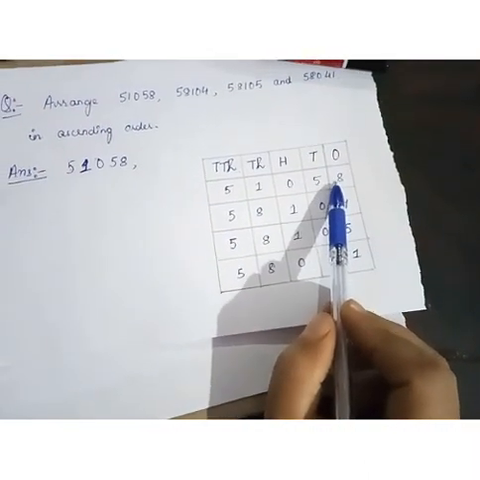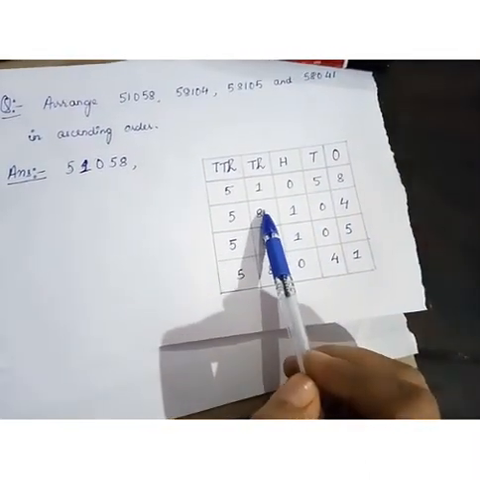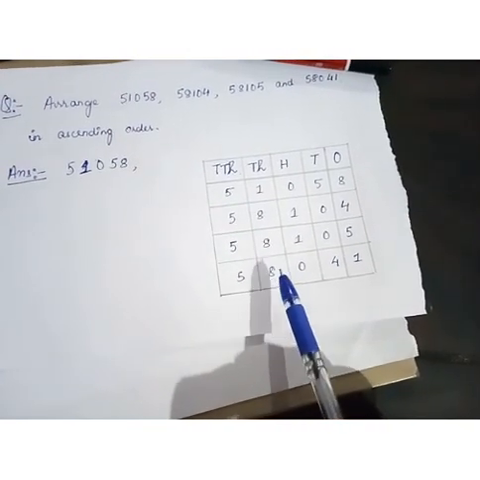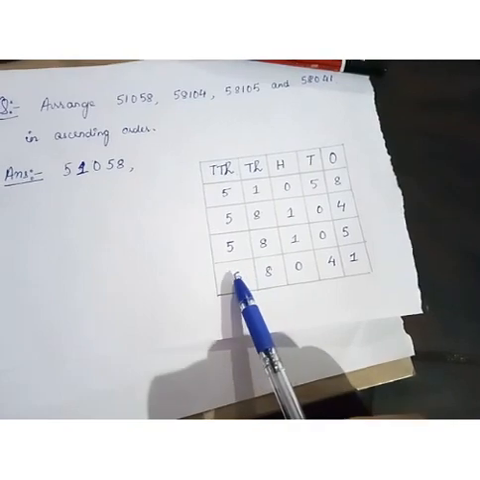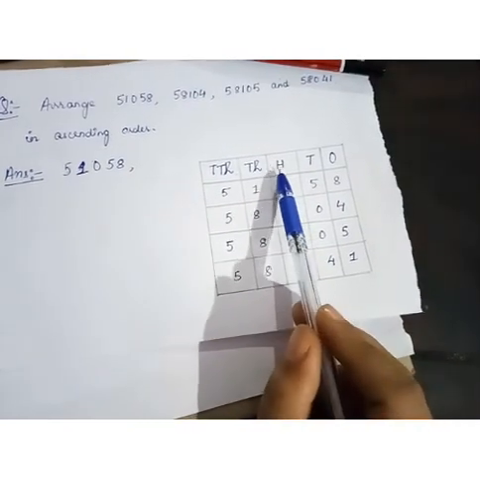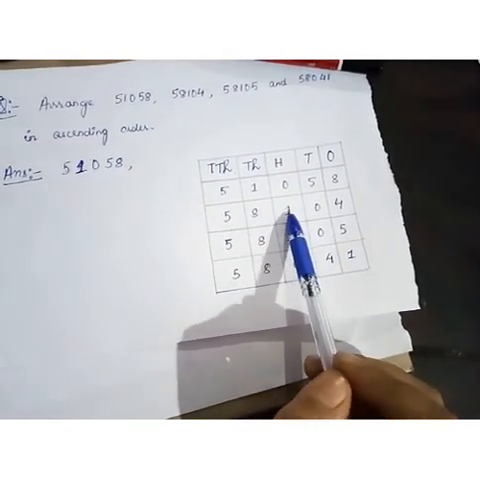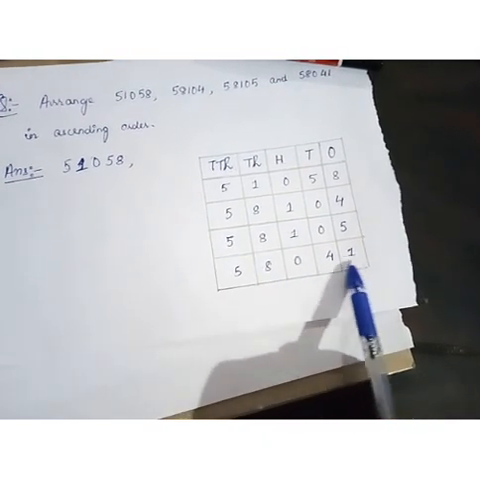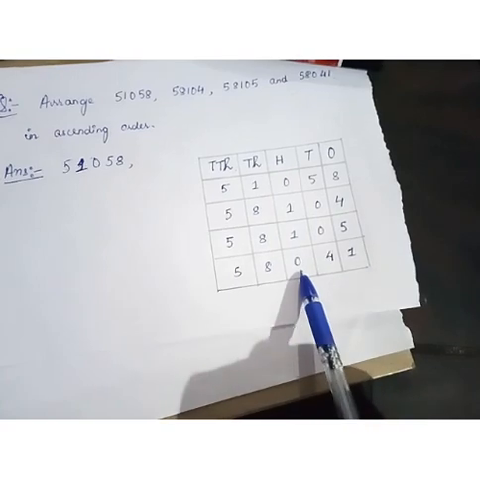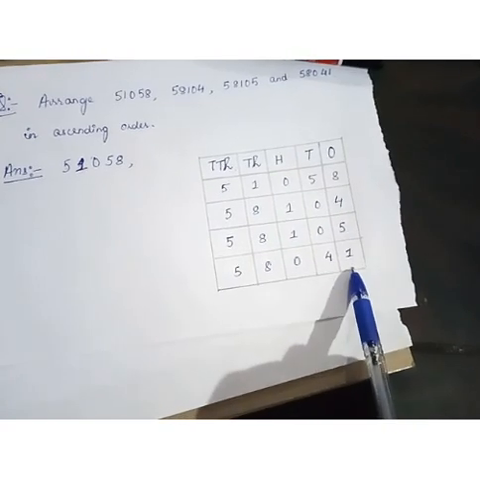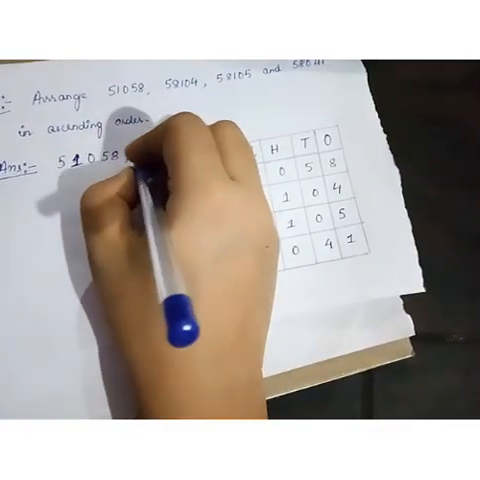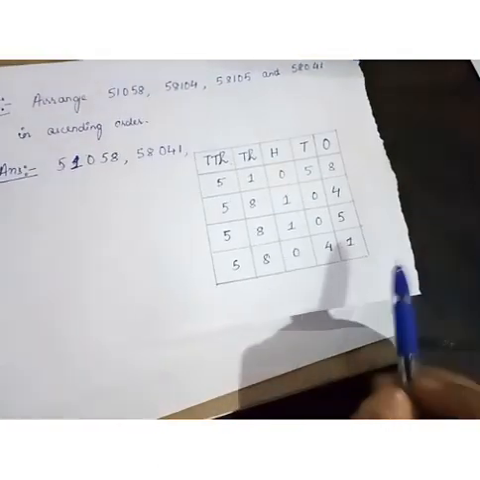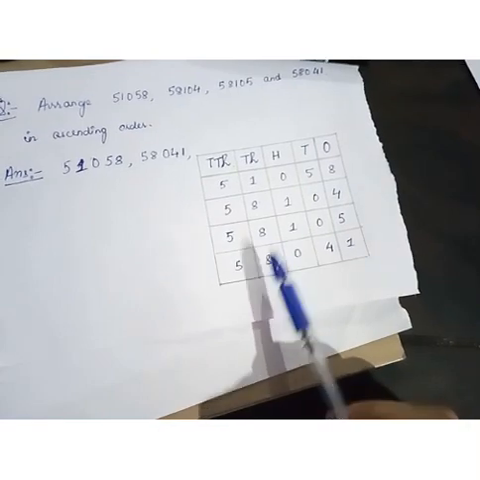Let us look at the next one. The remaining in the thousands place, we have 8, 8 and 8, so we cannot compare them. We have to go to the next column, that is hundreds. In the hundreds place, we have 1, 1 and 0. Obviously 0 is smaller, so this number will come next: 58041. This is the second smallest number.